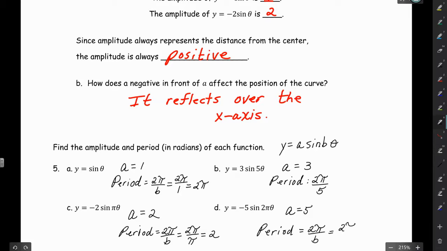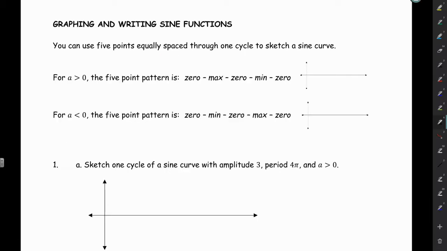So 2 pi over B. Now, B is the value in front of theta, so we've got 2 pi in front of theta, so B is 2 pi. So 2 pi divided by 2 pi is 1. So the period for letter D is 1. Amplitude is 5.